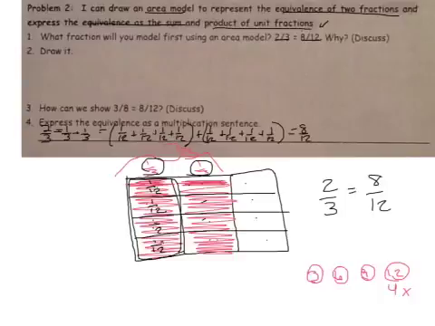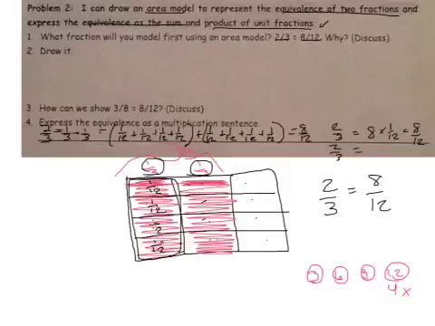Now, to think about this as a multiplication sentence, there's several ways we can do this. The quickest way to do this would be 2/3 equals 8, because there was 8 of them, times 1/12 equals 8/12.